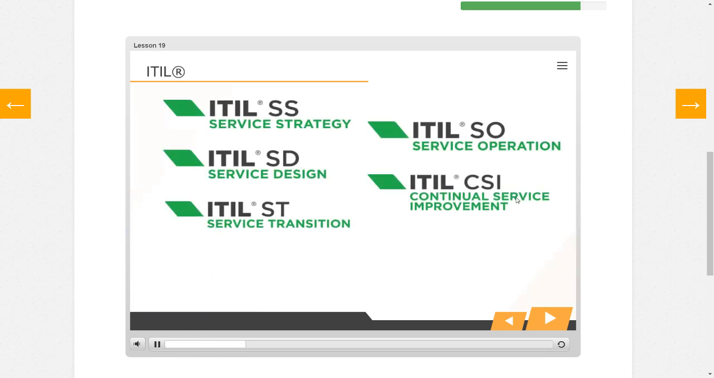Each of the ITIL lifecycle stages will need to be adjusted to meet the challenges of a SIAM environment. We'll study each of them briefly now. Click on each lifecycle stage to learn more.